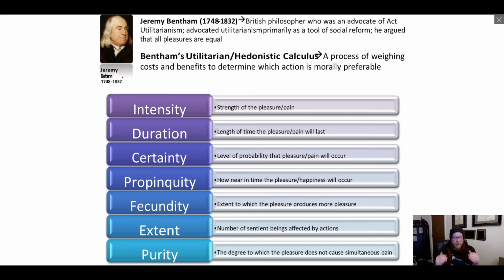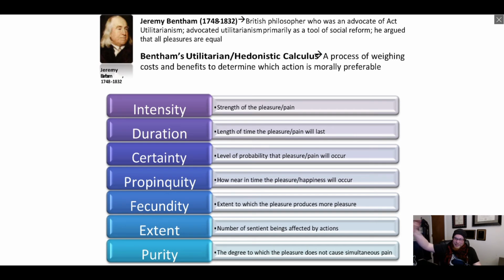Propinquity. How far away is it going to be? Propinquity is basically the notion of proximity but in time. Proximity is how physically close something is to me. Propinquity is how temporally close something is to me. So propinquity is, is this going to happen tonight or is this going to happen 10 years from now? For example, if I say I'm going to give you $100 right now versus I'm going to give you $100 10 years from now, propinquity plays a part in terms of which we consider is better.